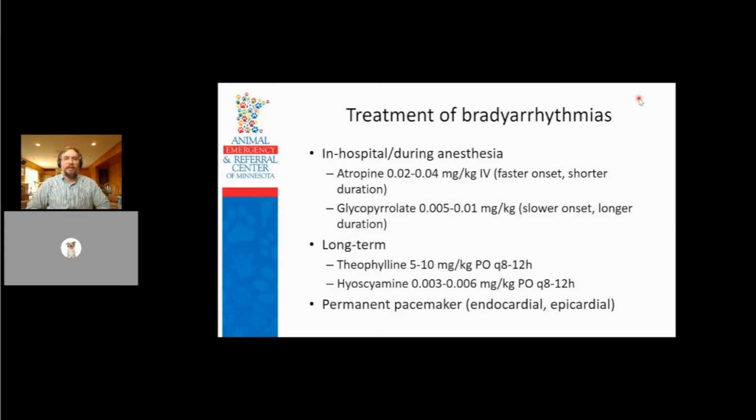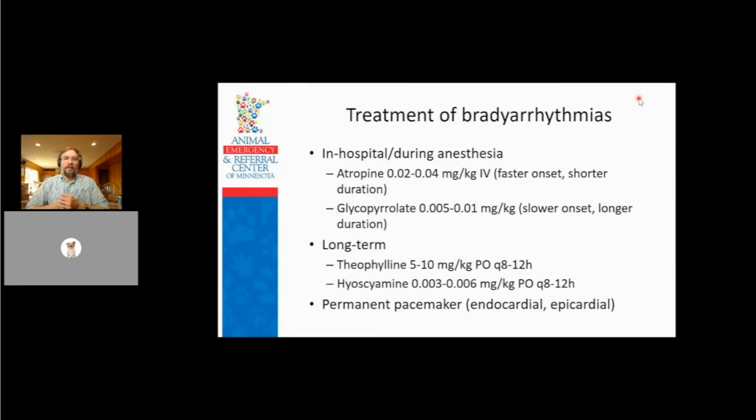Long term, if an animal has a bradyarrhythmia, the question is, is it causing clinical signs, and is a pacemaker an option for the owners and the dog? Sometimes drugs to help drive the heart rate, like theophylline. Theophylline's in the xanthine family, which is like caffeine and chocolate. So while it's a bronchodilator, it can also drive heart rate. Hyoscyamine and anticholinergics are kind of like an oral version of atropine.